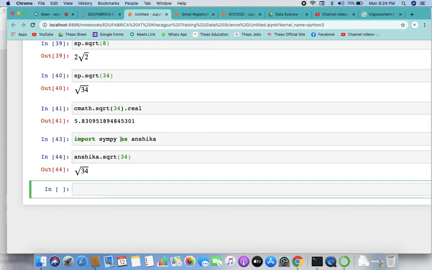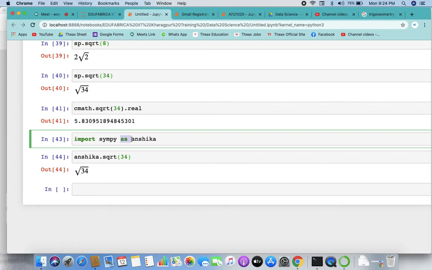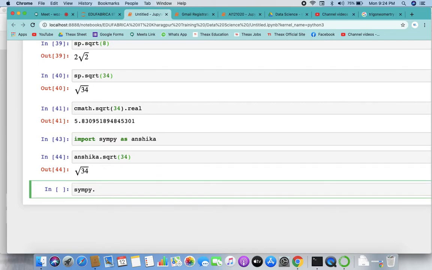Like import sympy as, why do we write as? Because we don't want to write long names every time. Every time I'm not going to write sympy dot something, because that something comes under the module of sympy. Yes, sir. So SP can be anything. It's not a variable. It's the calling name that you are writing for that package.